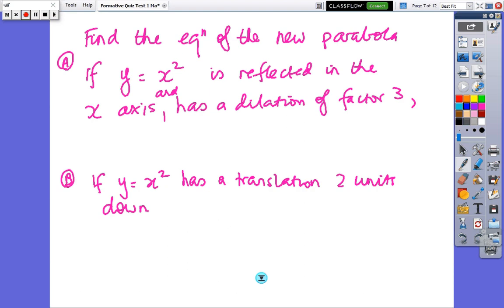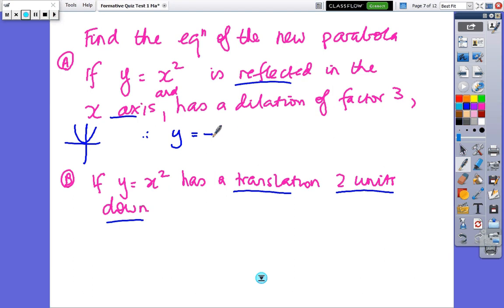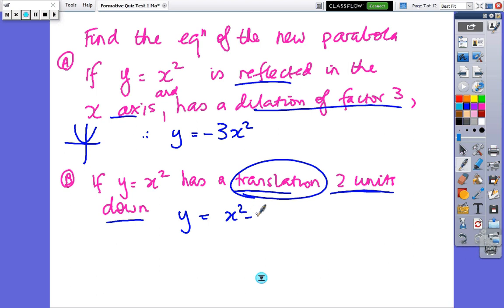Okay, come across. Find the equation of the new parabola if y equals x squared is reflected in the x-axis and has a dilation factor of 3. Okay, so y equals x squared is like that, and you have to reflect it and then dilate. Have a go, and the next one is a translation 2 units down. Okay, you're back. So to reflect it in the x-axis, it has to be a minus x squared, and because it's got a dilation of factor 3, it's going to be minus 3x squared. Okay, all we're doing here is translating 2 units down, so it's x squared minus 2. Okay, come across when you're ready.